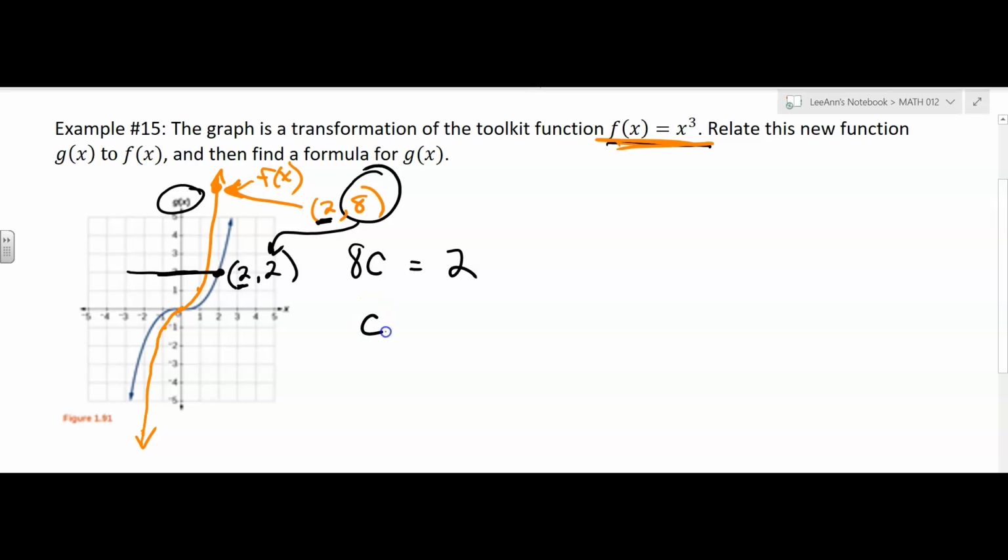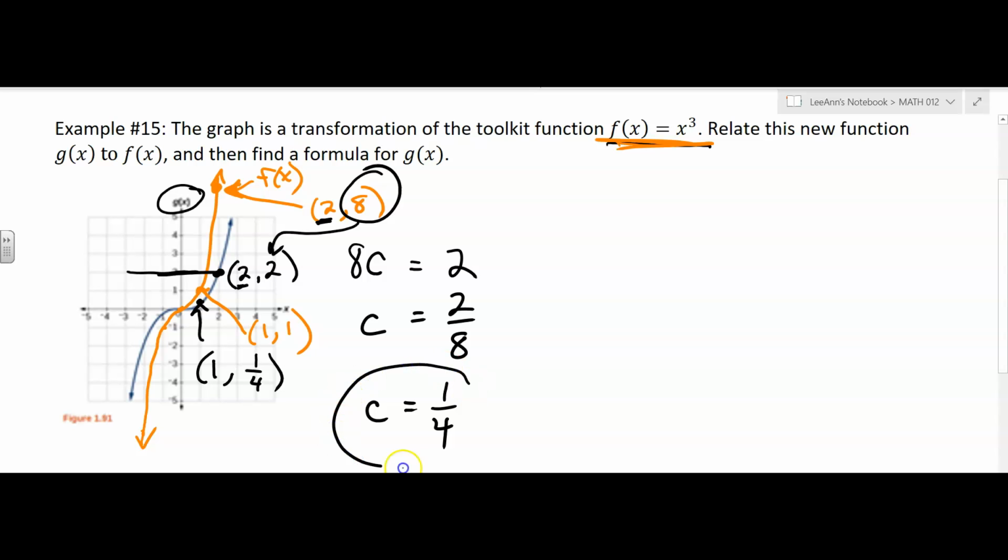Okay, divide both sides by 8, and you get what? C equals 1/4. Now, you could check other points to see if that looks reasonable. Here's a point right there. Does it look like that's 1/4 of 1? The original function, the toolkit function, has that point right there at (1, 1). But now on the compressed one, this point right here would have to be (1, 1/4). Does it look like that? Hopefully it does. I've kind of written all over it, but you can look in the book. And so then we have found what C is.